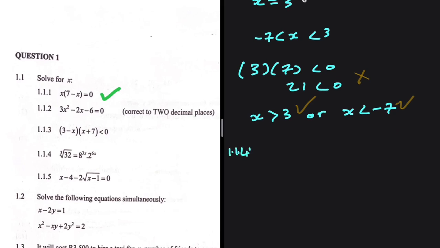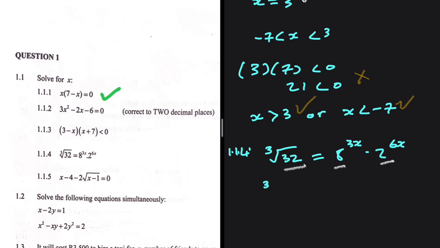1.1.4. We have the cube root of 32 equals 8 to the power 3x multiplied by 2 to the power 6x. So when you have an equation like this, the first thing you should be looking at is writing all the numbers with the same base. We have 2, 8, and 32. If we want to write those numbers with the same base, then the number to go for is 2. Let me show you how.